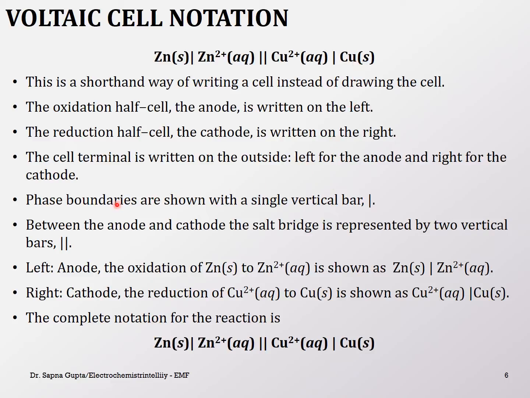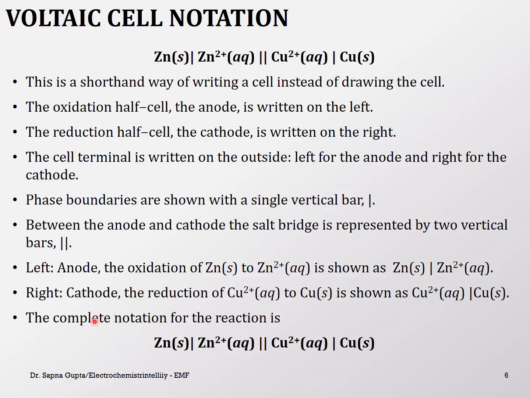So then you have the phase boundaries, and the phase boundaries just tend to separate the solid and the aqueous, and if there was a gas, then of course you would have the phase boundary for the gas as well. So it's just one line, and then between the anode and the cathode you would have two lines, and that is the salt bridge. Okay, so that tells you that this portion here is the half cell for the anode, and this portion here is the half cell for the cathode. So that is how you write out the cell notation.